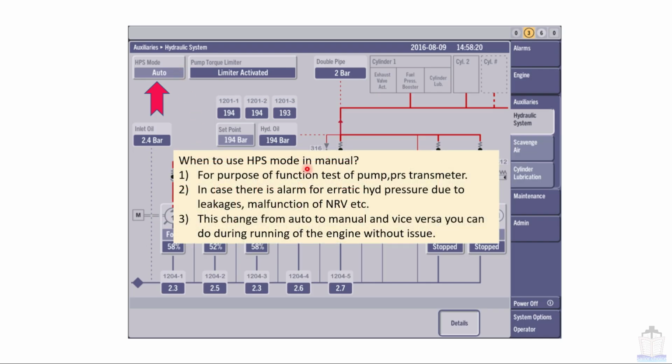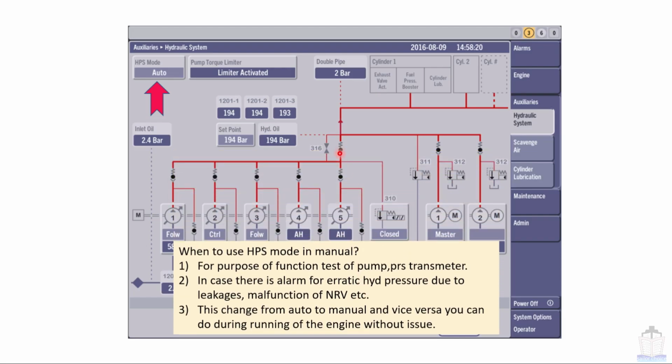So when to use HPS mode in manual? First one, for the purpose of function test of pump, pressure transmitter. These are pressure transmitters and various pumps are there. You can test all these pumps if you put HPS mode in manual. Second, in case there is an alarm for erratic hydraulic pressure due to leakages or malfunction of NRV. If these NRVs are malfunctioning or because of leakages you are getting erratic hydraulic pressure, then you change it into manual and then accordingly you set here the desired pressure.